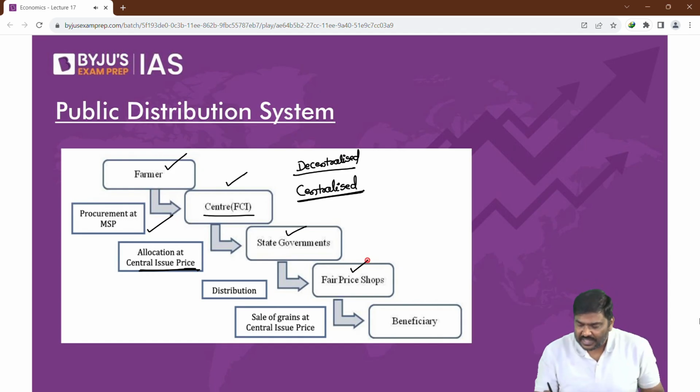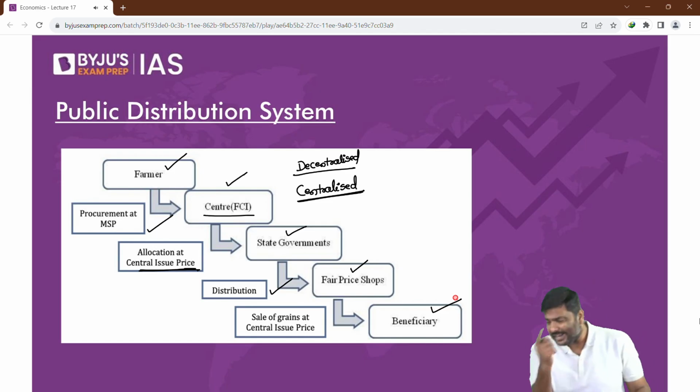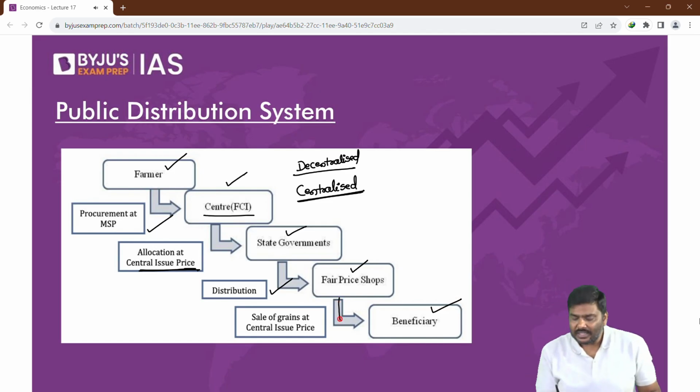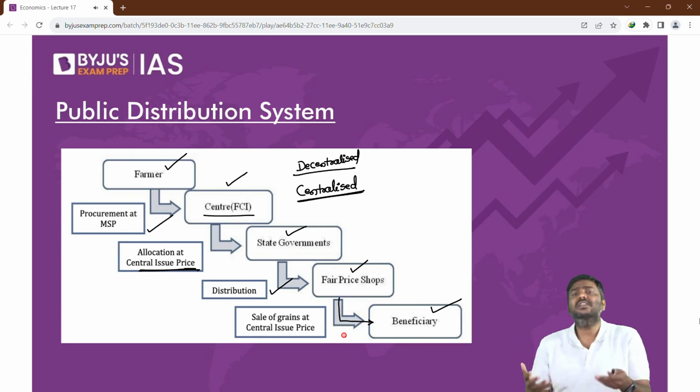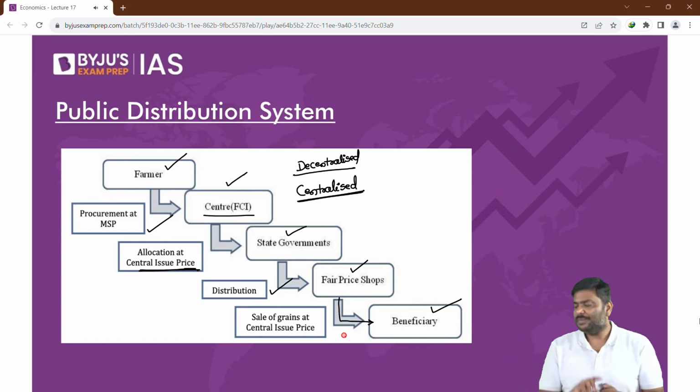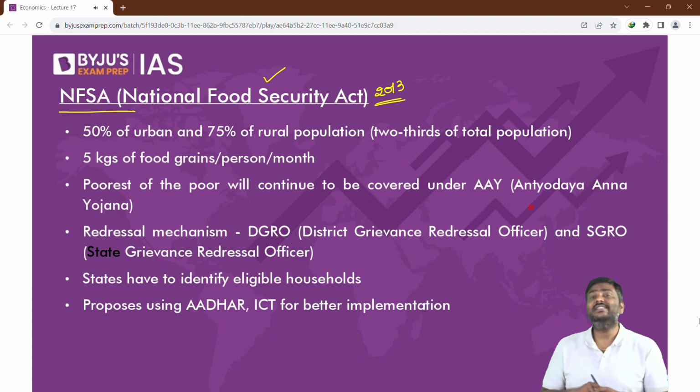The state government will get the food grains from the central government. Now state governments will set up fair price shops throughout the state. State government will identify the beneficiary and distribute food grains to the beneficiaries. This is how the public distribution system in India will actually work out. Now, why do we require the public distribution system?